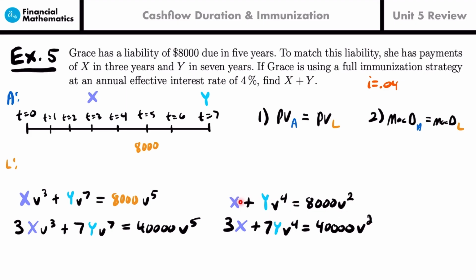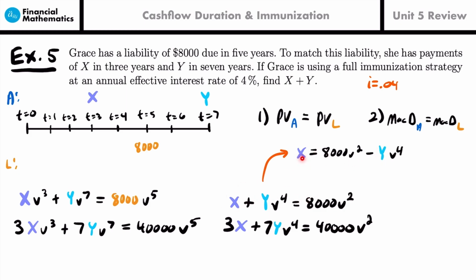Okay, now the reason I did that is because now it makes it really easy for us to solve for x in this equation, and then we can use that to substitute into this one and hopefully solve for y. Because if we subtract y v to the power 4 from both sides of this equation, we will have solved for x. So let me do that up here. We'll find that x is equal to 8,000 v squared minus y times v to the power of 4. Okay, that's what we find from this equation.